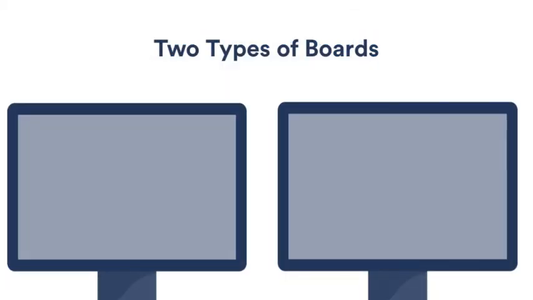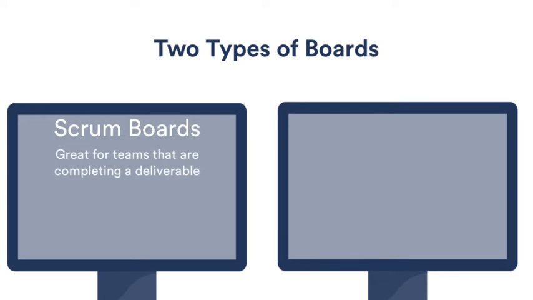There are two types of boards in JIRA software. I'll explain both types briefly, and then we'll dive deeper into each. The first type of board is a Scrum board. Scrum boards are an excellent way for a software development team to get started, but it's not just for software teams. Scrum excels as a methodology for any team that has a deliverable to ship. The structure of Scrum is great for keeping the team on track.